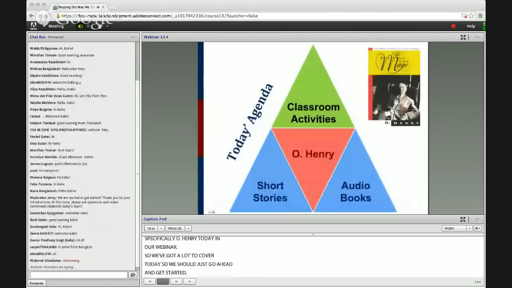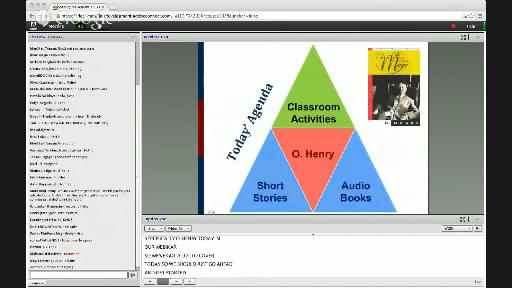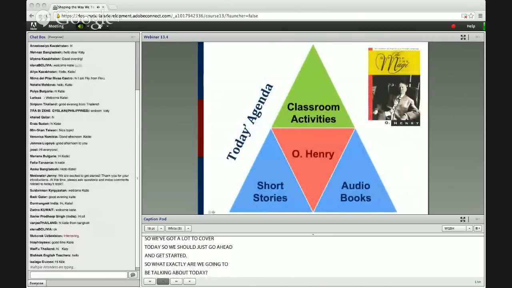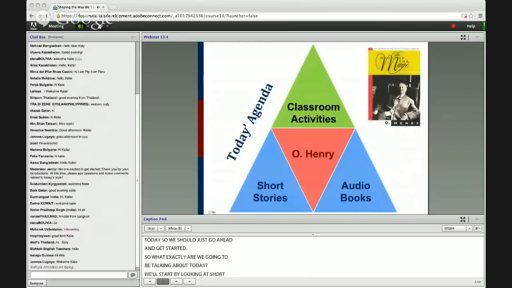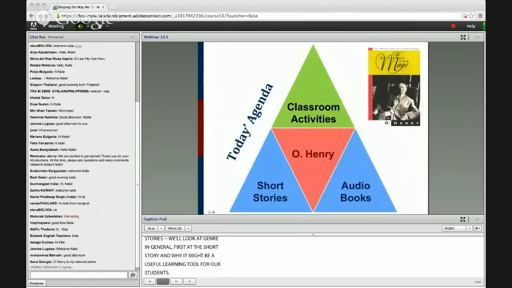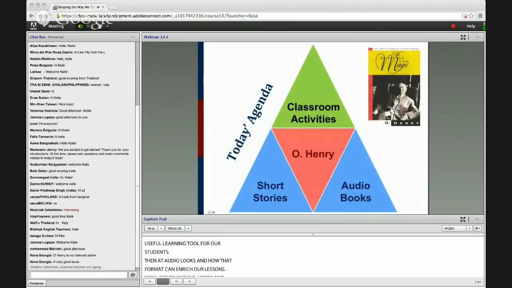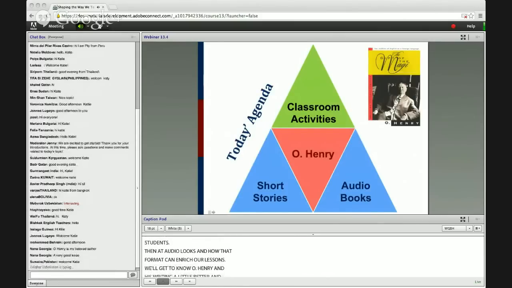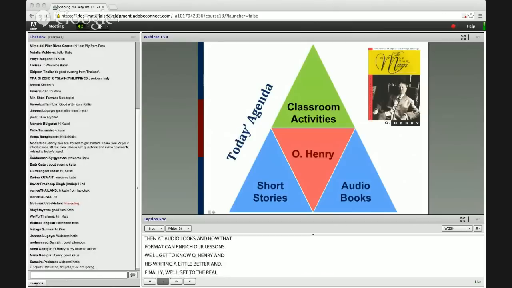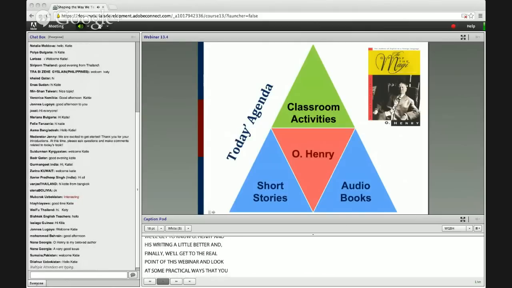Well, we're going to start by looking at short stories. We'll look at genre in general, first at the short story and why it might be a useful learning tool for our students, and then at audiobooks and how that format can enrich our lessons. And we'll get to know O. Henry and his writing a little bit better. And finally, we'll get to the real point of this webinar and look at some practical ways that you can utilize the free materials available at americanenglish.state.gov in your classroom.